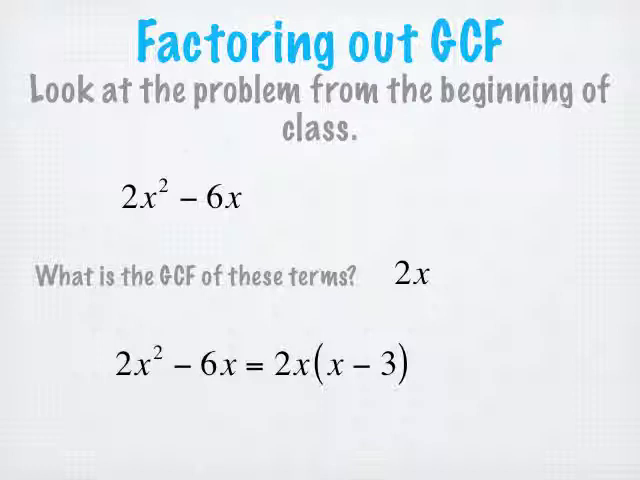Then I need to say, okay, if I factor out the 2x, what would be left behind from the first term? So looking at 2x squared, if I take out the 2 and I take out one of the x's, the only thing left behind would be an x. That's why the first term in that set of parentheses is an x. Now looking at negative 6x, if I factor out a 2, I'd be left with negative 3. Then I factor out the x, so the only thing left is negative 3. So my greatest common factor goes in front of the parentheses, and all the leftovers go inside the parentheses. So let's look at a few examples.